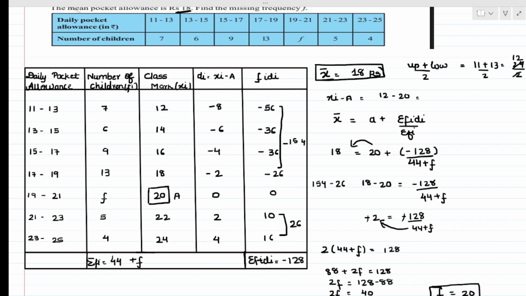This was the sum for only one missing frequency. In the next video, or if you want, comment in the comment section, I will show you the sum for 2 missing frequencies as well.